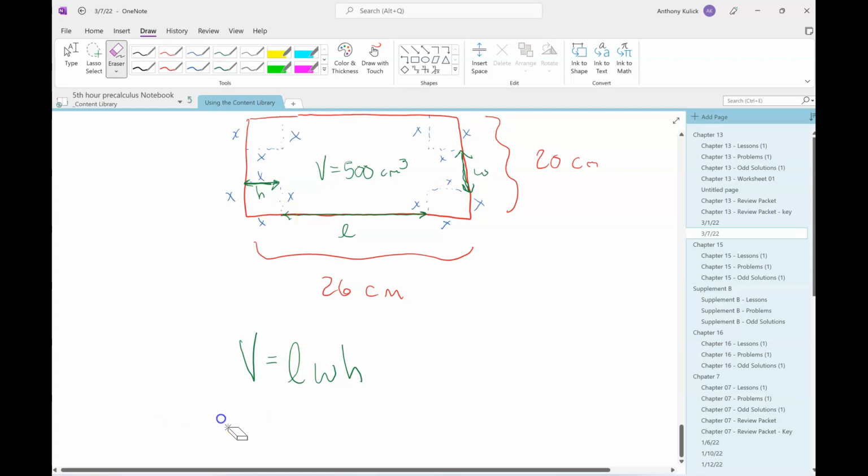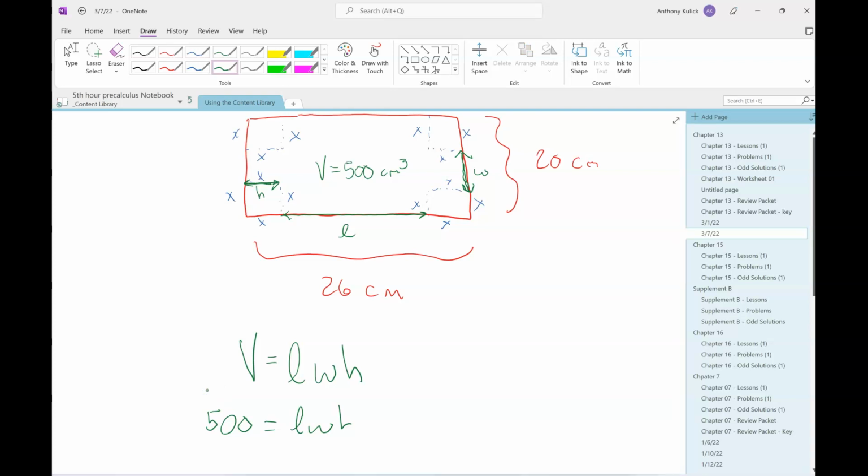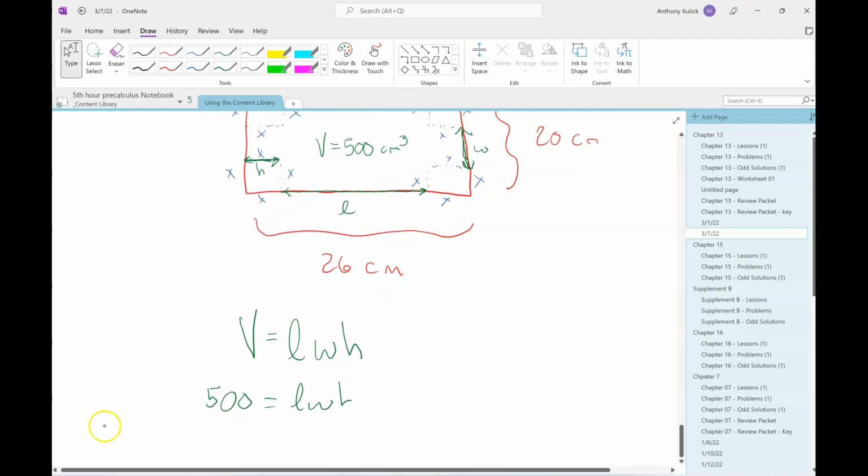Well, let's do this first. So I know 500 is going to equal length times width times height. Now, that's not terribly helpful for me, because that equation has three different variables in it. It has L, W, and H. Well, from my picture, I can tell right away that H is just X. Everybody's okay with that?